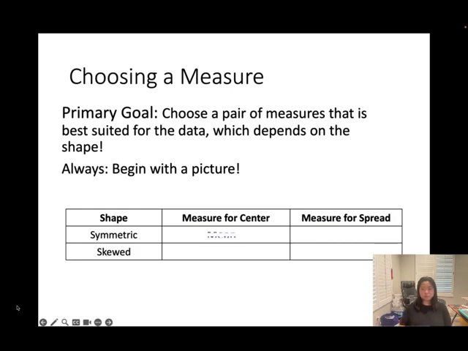Okay, check your work. When you have the symmetric distribution, we'll be using the mean for the measure of the center and using the standard deviation to measure the spread. When you have the skew distribution, you'll be using the median for the measure of center and you'll be using the IQR for the measure of the spread.